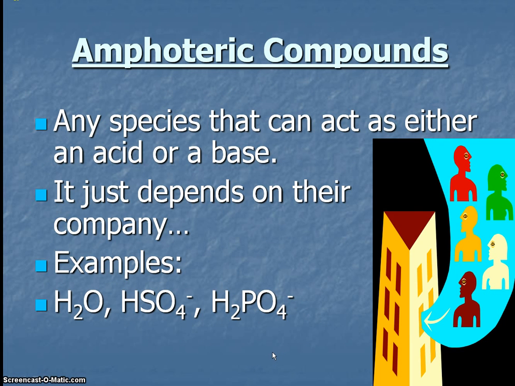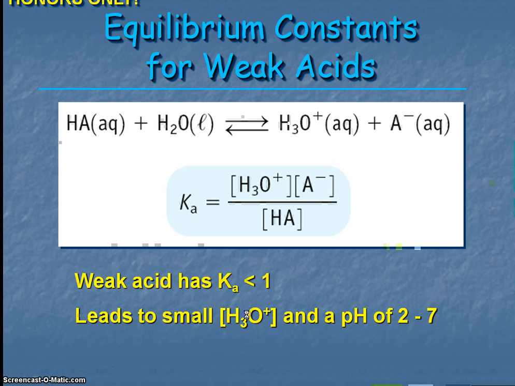An amphoteric compound is one that could act as a base or an acid. We've seen an example of that in water earlier on in the first video. We also need to worry about what's known as equilibrium constants. Equilibrium constants help us to know which way the reaction is headed the most.